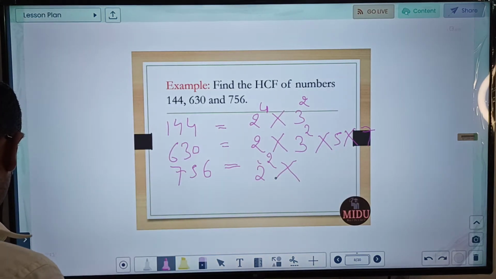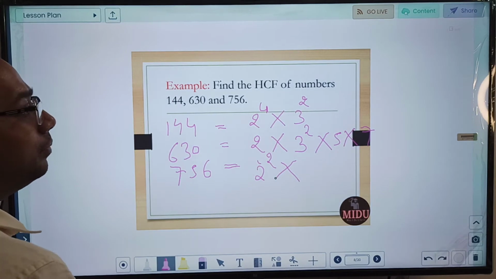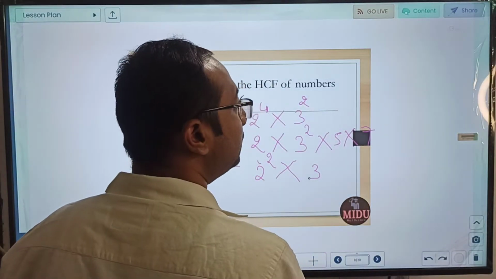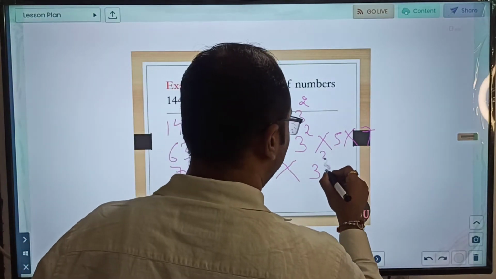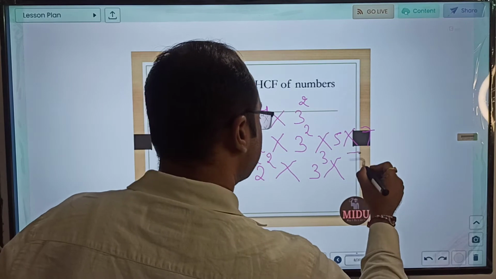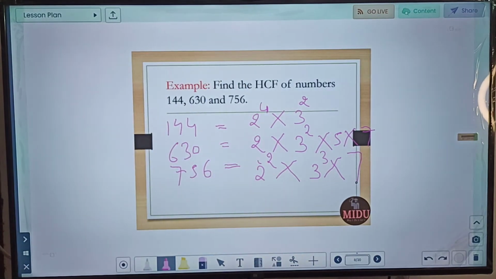Now 189 can be divided by 3, yes, and again by 3, and 3 times it will be divisible, so it will be 3 cube, and at last what will remain is 7. So this is the prime factorization of these numbers.